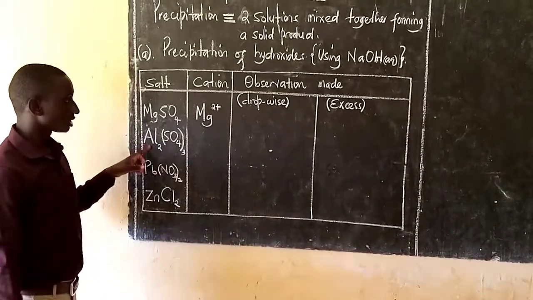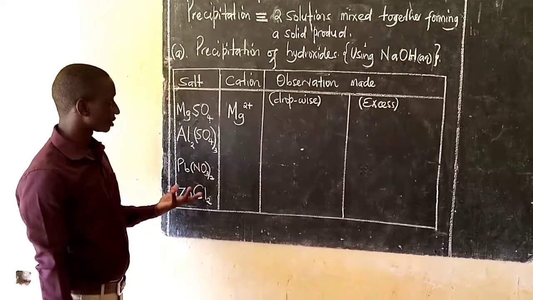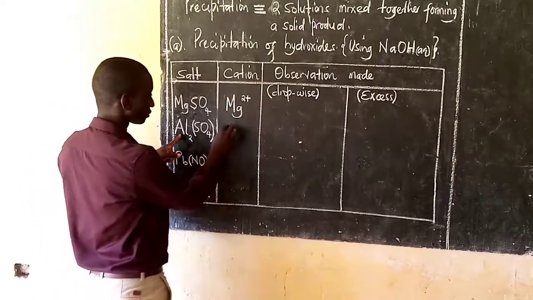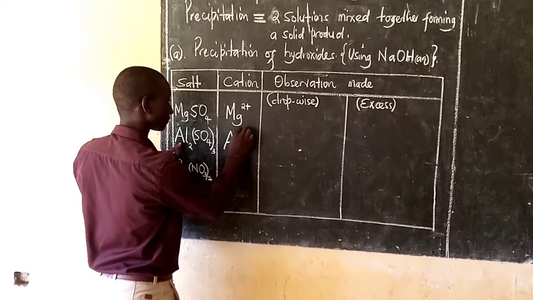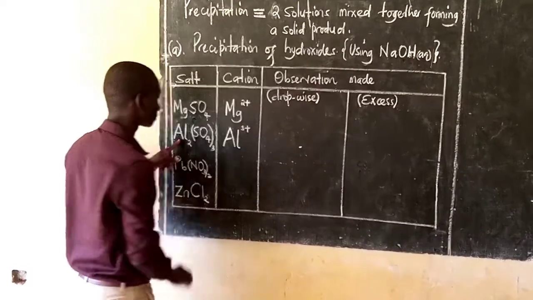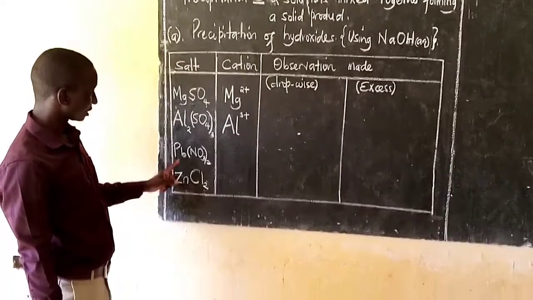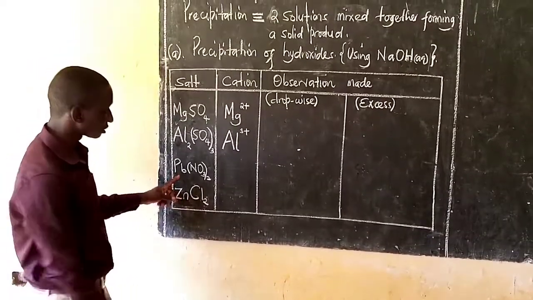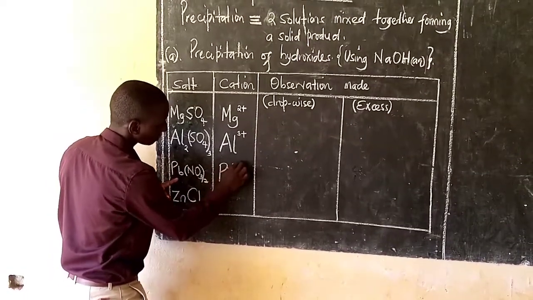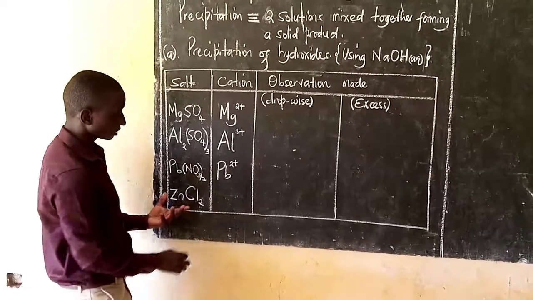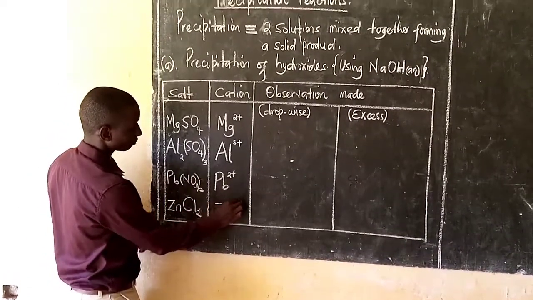Then we shall also use aluminium sulfate and use it with sodium hydroxide and see what takes place. And the cation of interest in this is aluminium 3+, because aluminium forms such kind of cation. Then we have also the lead 2 nitrate. The lead 2 nitrate gives us a cation which is lead 2+. Then the zinc chloride gives us the cation which is zinc 2+.